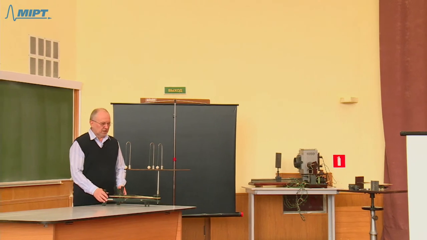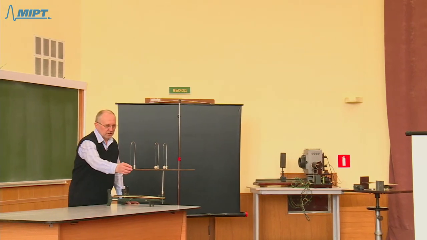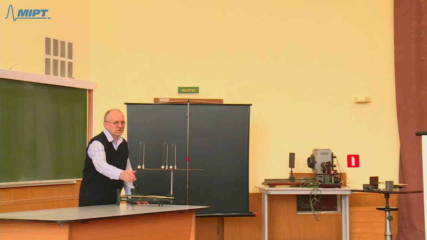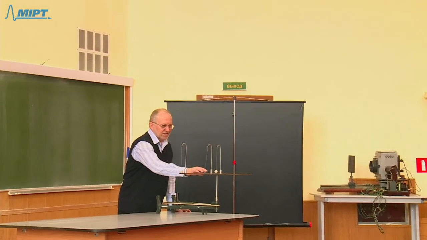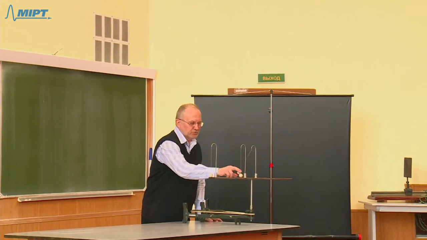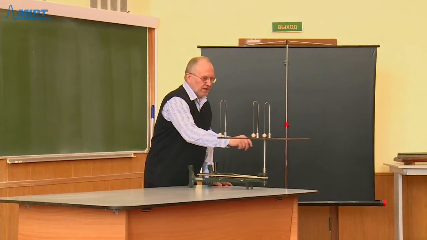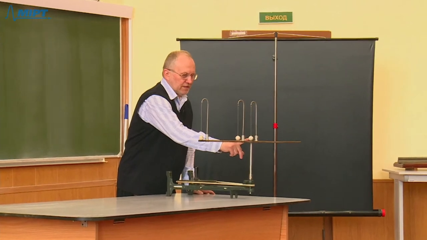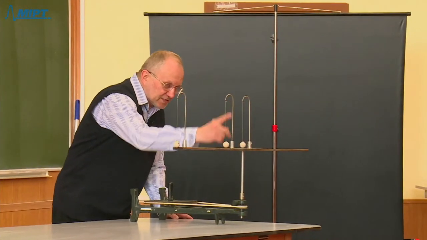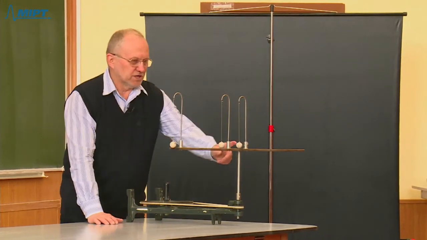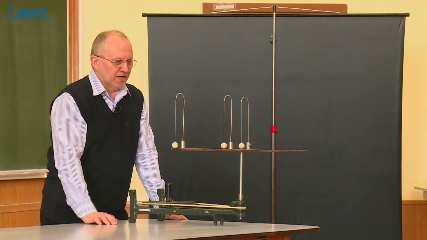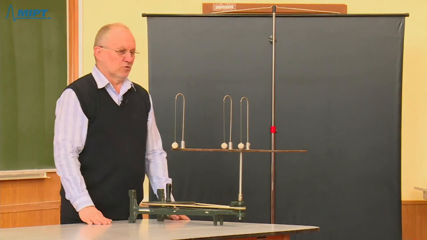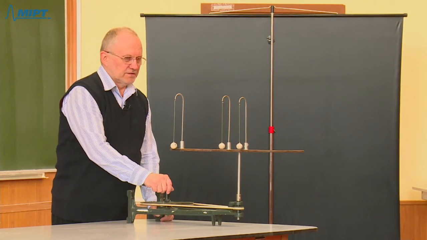So here we have three little balls which can easily be deflected because each ball hangs on a thread. And this ball is located exactly on the axis of rotation, and these two other balls are located some distance from the axis of rotation.